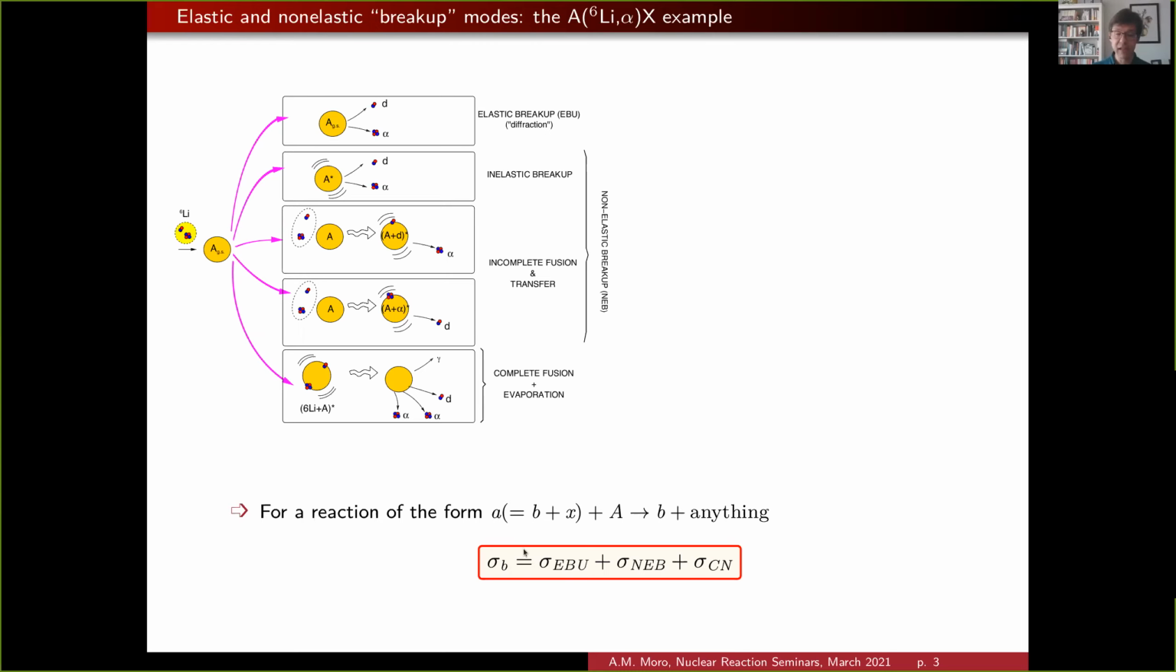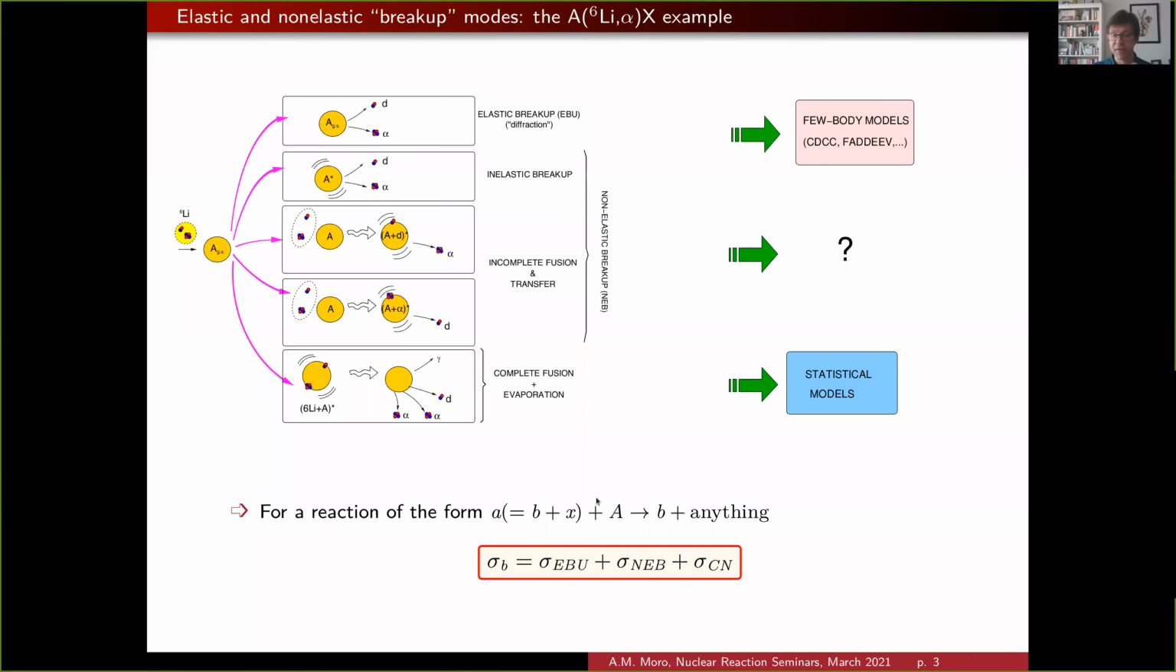The total inclusive cross-section will contain this elastic breakup contribution, that is the one here represented on the top, that in some context, in some other applications, is called the diffraction part of the reaction. And then we will have many other contributions that we globally call non-elastic breakup. These are all these contributions here, non-elastic breakup. These are processes that will be added to this one. And then finally, we will have some compound nucleus contribution that eventually may evaporate also the P particle.